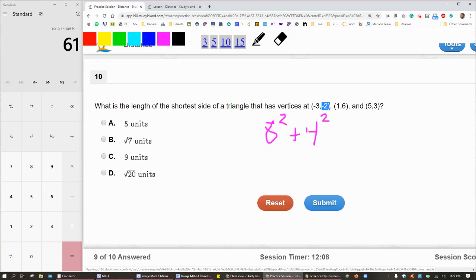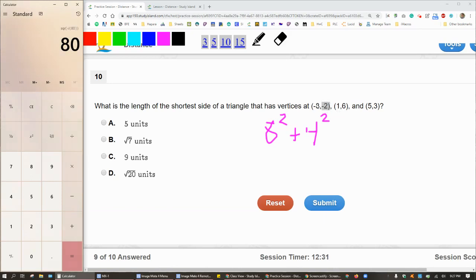That's going to be the first part, 8 squared plus 4 squared. 8 squared plus 4 squared equals 80. And if you want the distance between those 2 points, take the square root of that. You get about 8.944. But all of these are in whole number or square root units, so we're looking at the square root of 80 for the distance between those 2 points.